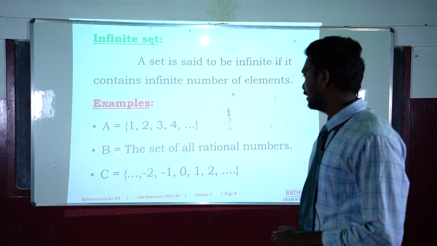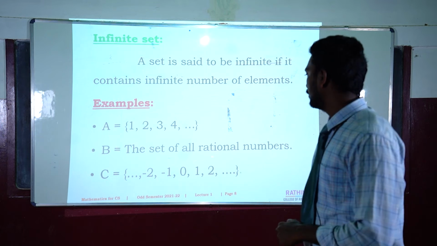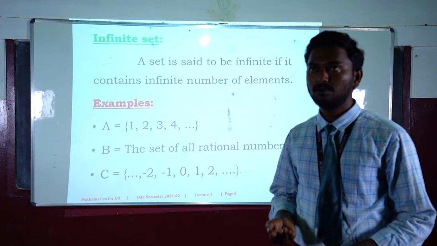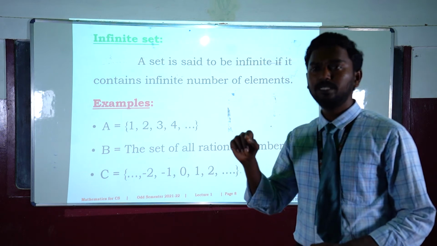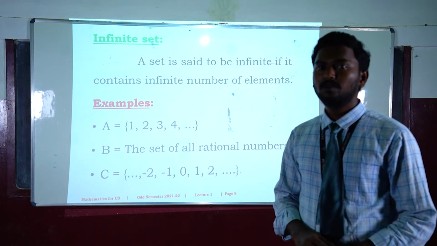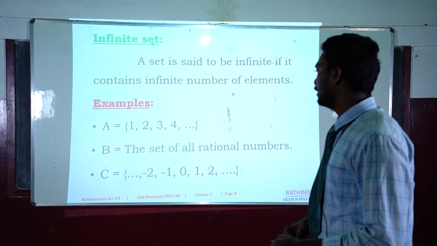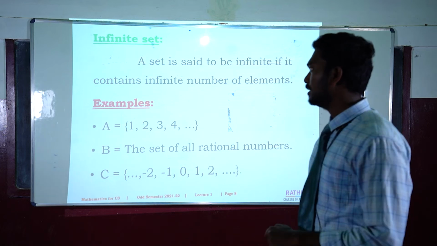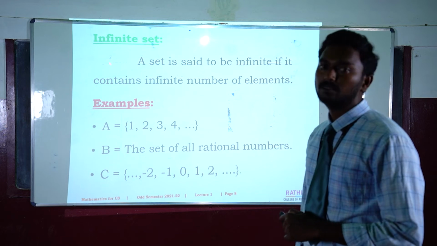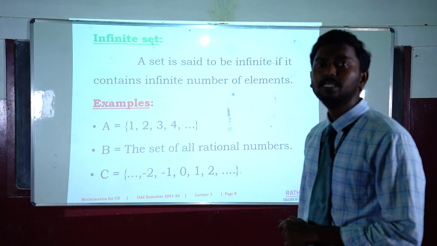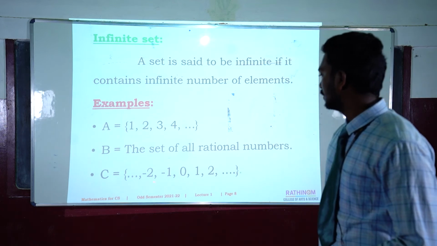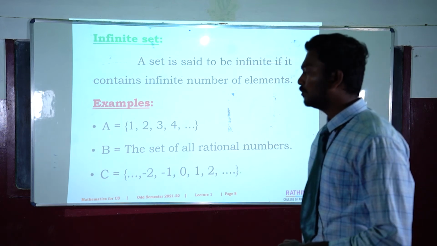Next one, you take set B. It is what? The set of all rational numbers. Previously we have defined what rational numbers are. You just write 1 by 2, 1 by 3, dot dot dot, etc. So it contains an infinite number of elements. So this set of all rational numbers forms a set as well as an infinite set, because it contains an infinite number of elements. Next, C. So think about your C.